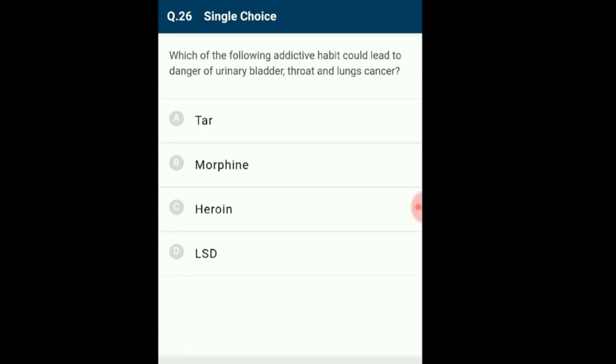26. Which of the following addictive habits could lead to danger of urinary bladder, throat and lungs cancer? Tar is the chemical substance made when tobacco is burned. Smoking causes cancers of the lungs, esophagus, larynx, mouth, throat, kidney, bladder, liver, pancreas, stomach, cervix, colon and rectum, as well as acute myeloid leukemia. So the answer for this question is option A, tar.